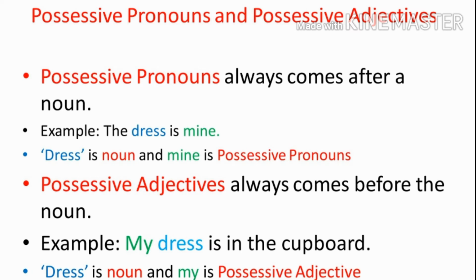Possessive adjective. Here, a possessive adjective always comes before the noun. For example, my dress is in the cupboard. Here my is a possessive which comes before the noun. So dress is a noun and my is a possessive adjective. So I think now it is very clear for you to identify a possessive pronoun and a possessive adjective.